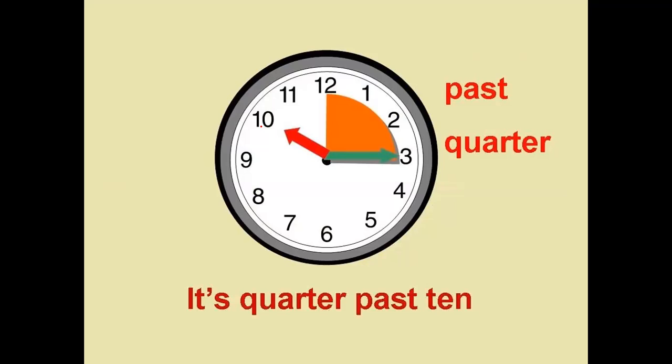It's 10:15. Look at the quarter here, 15 minutes. The long minute hand stands for number 3. So it's 10:15. If we move the hour hand to number 9, it will be 9:15.